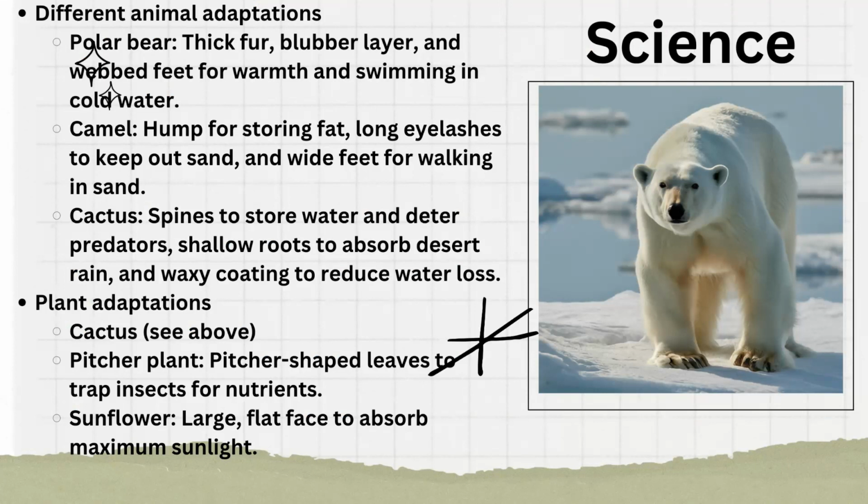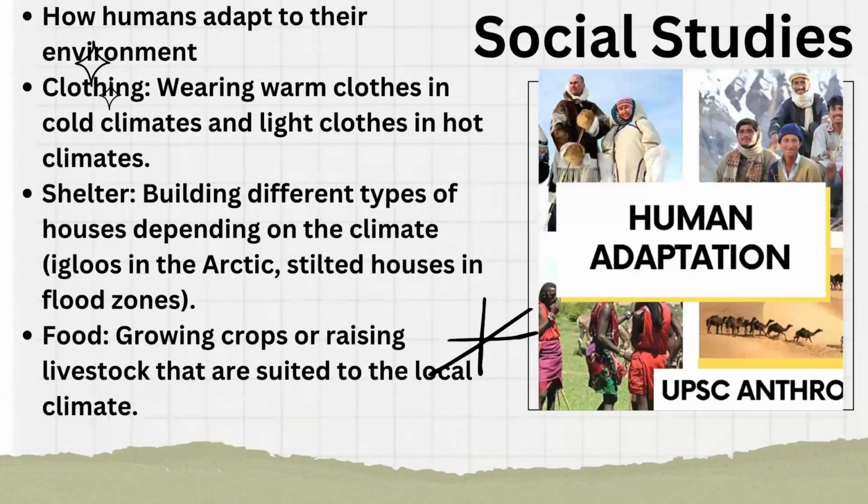Moving ahead to the subject area of social studies. Now, in social studies, students can learn about how humans have adapted to their environment throughout history. They can explore how people in different cultures have developed different ways of living in order to survive in their specific environment. For example, students can compare and contrast the way of life of people who live in the Arctic, desert, and the rainforest.